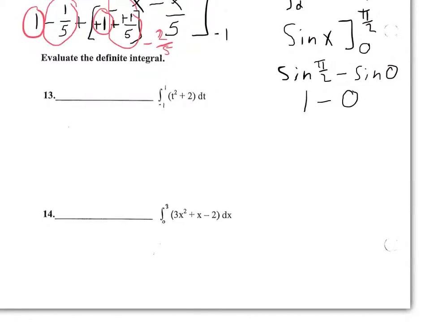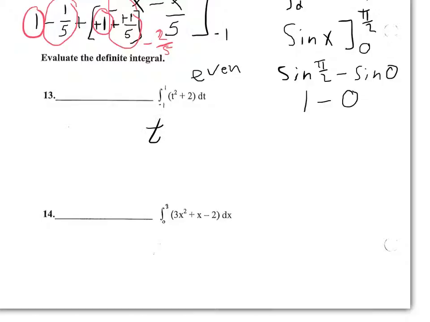Okay, 13 is t to the second plus 2. I can show you a couple ways to do this. First, notice that this is an even function. All the powers are even. You have a t to the second and then a t to the 0. So we'll take note of that because there's a quicker way to do that, but we're going to go here.